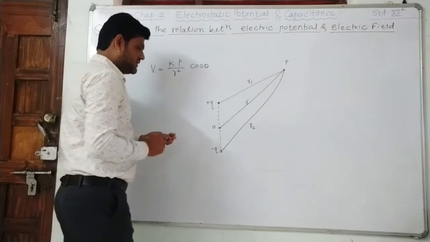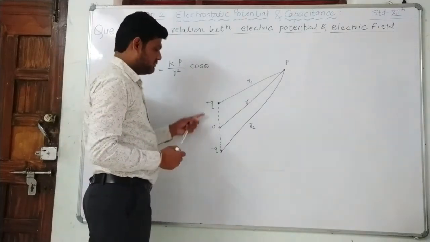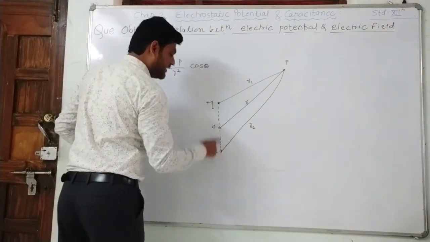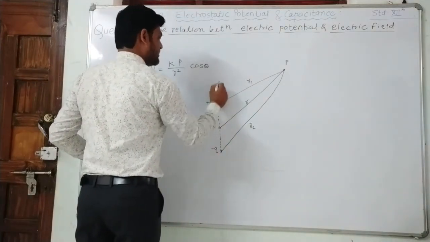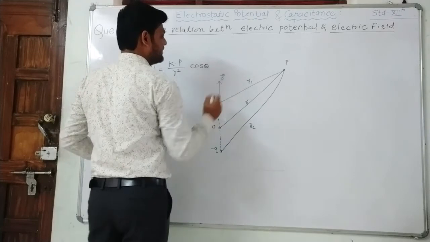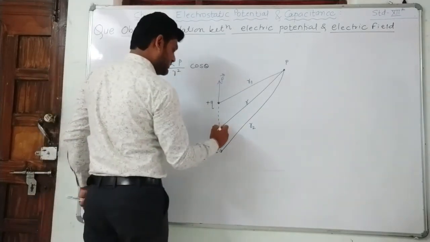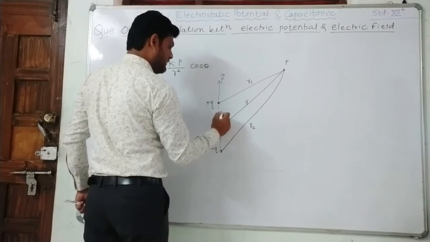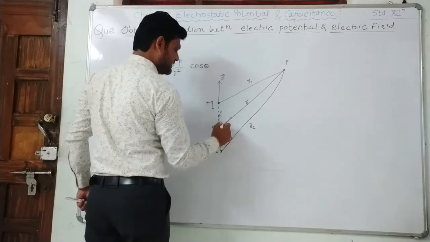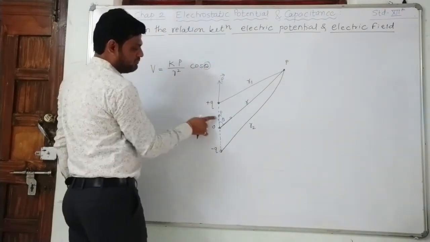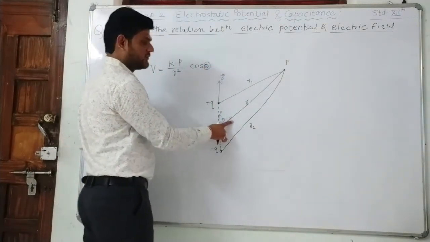See what is the direction of the dipole moment. The direction of the dipole moment is from negative to positive, so in this direction the dipole moment is acting. The angle between the dipole moment P vector and this R vector is theta. Theta is the angle between the P vector and the R vector.